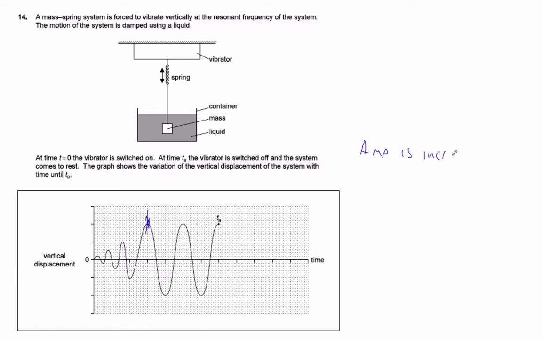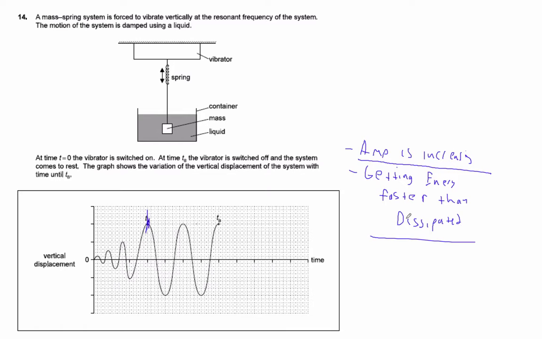I don't know how much they want. That's because it's getting energy from the vibrator, right? So it's getting energy faster than it dissipates it, right? Dissipates means for it to go away, turn into heat or something like that. So that's why the amplitude's increasing, right?